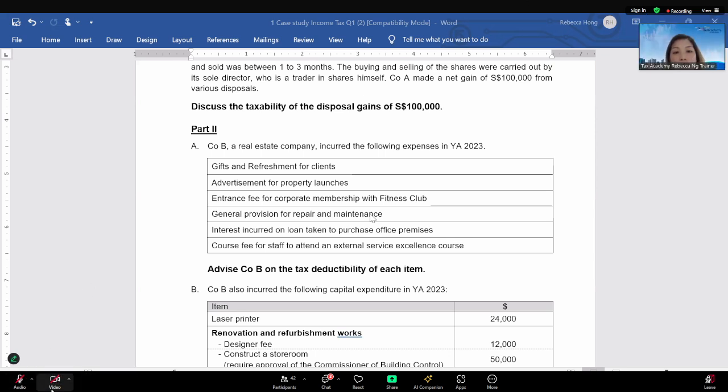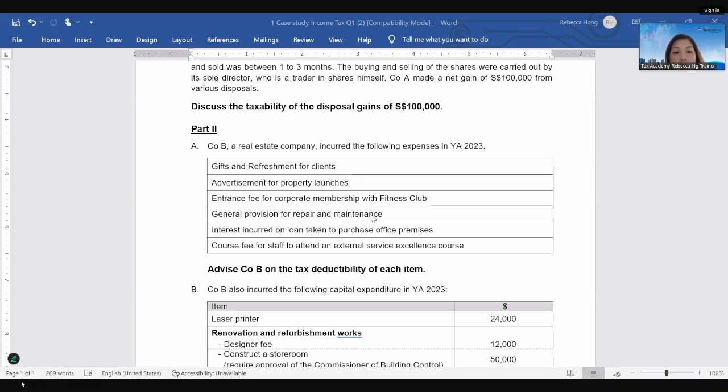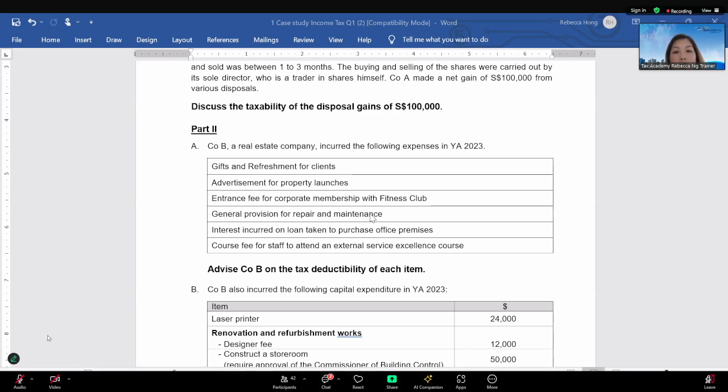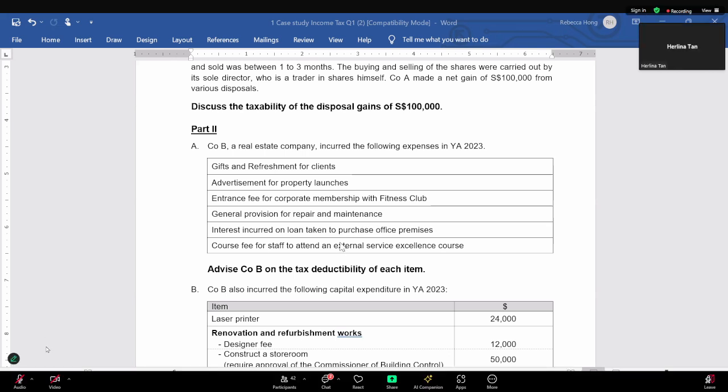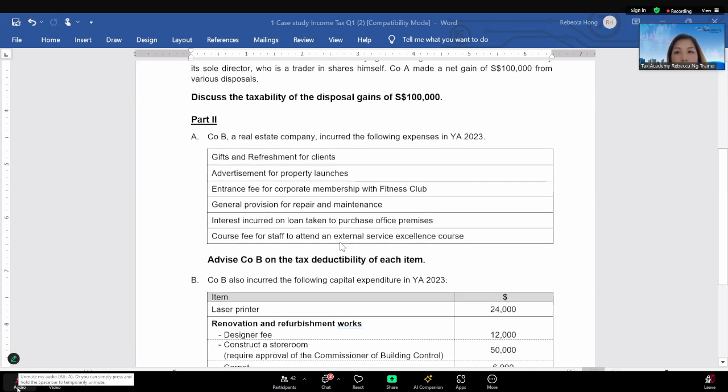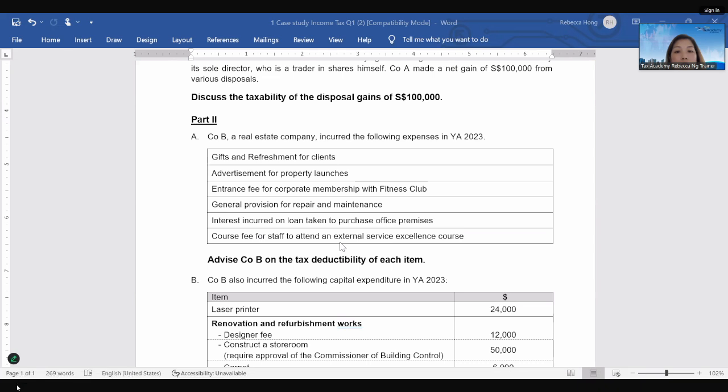So is it incurred? No. Under the general deduction formula, it must be incurred in the production of income. General provision means you provide the amount but you have not incurred it, so it is not allowable for deduction. Next, interest incurred on a loan taken to purchase office premises: yes, deductible under section 14(1)(a), as the loan is used to purchase the office premises.